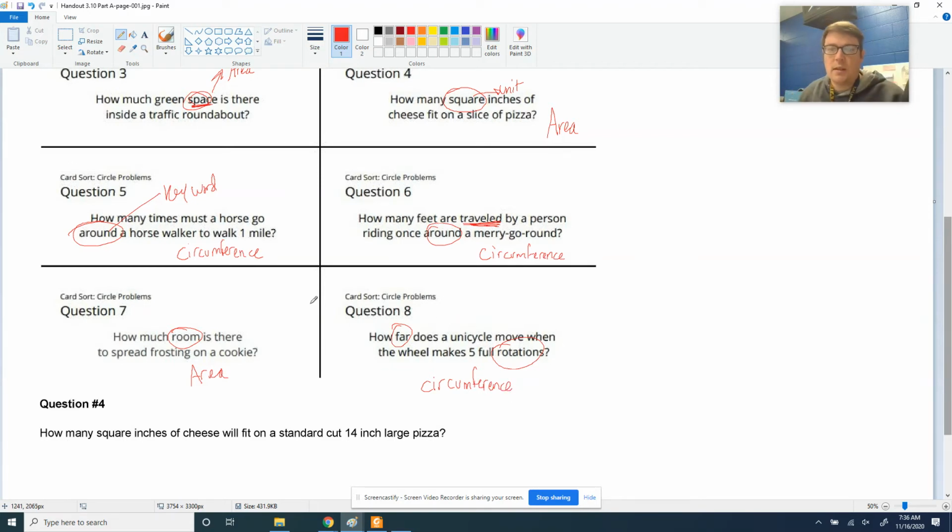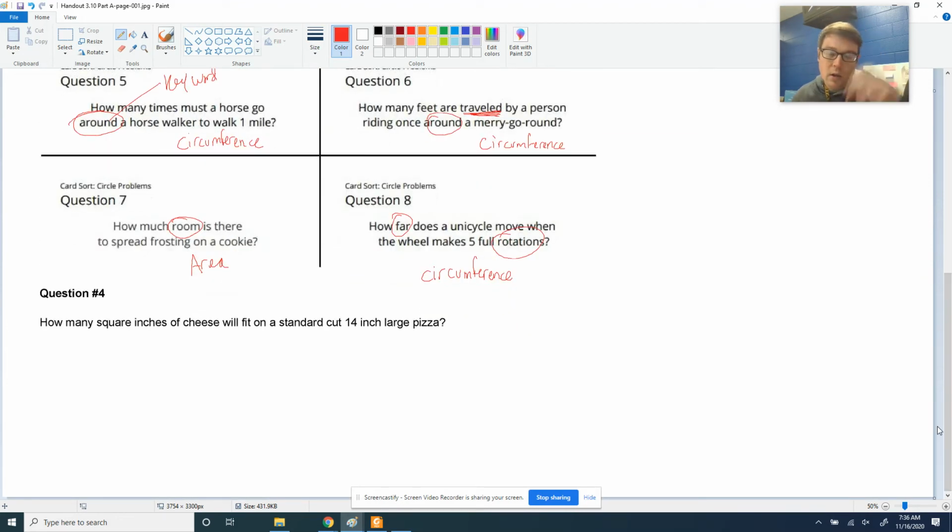The cool down will test that. I think there's 4 little questions. And then at the end, I took one of the questions and I kind of asked you to do it. So this one right here, we're going to do the same thing and then we'll be done. Okay. So how many square inches of cheese is going to fit on a standard cut 14-inch large pizza?